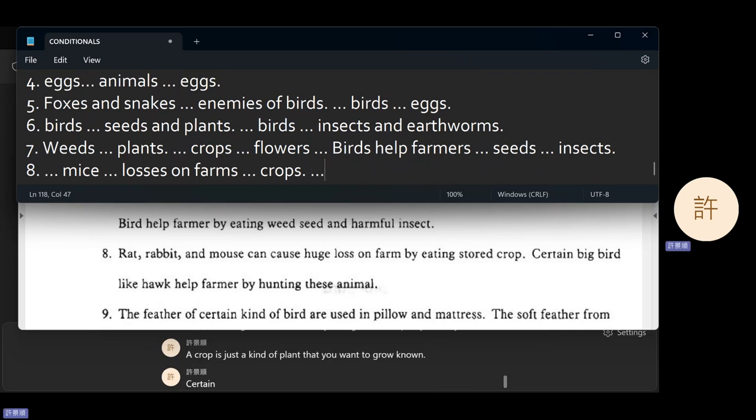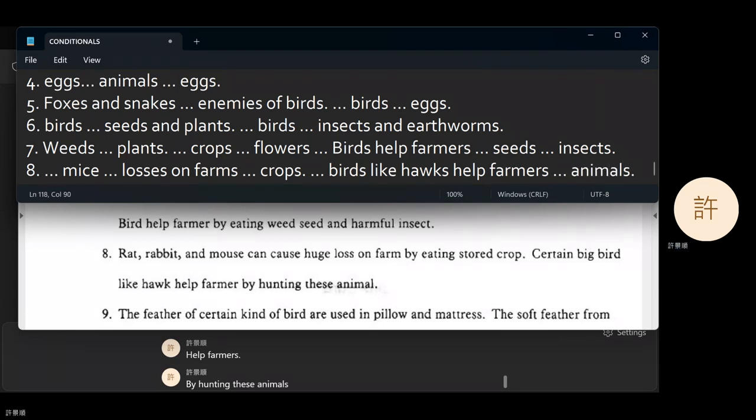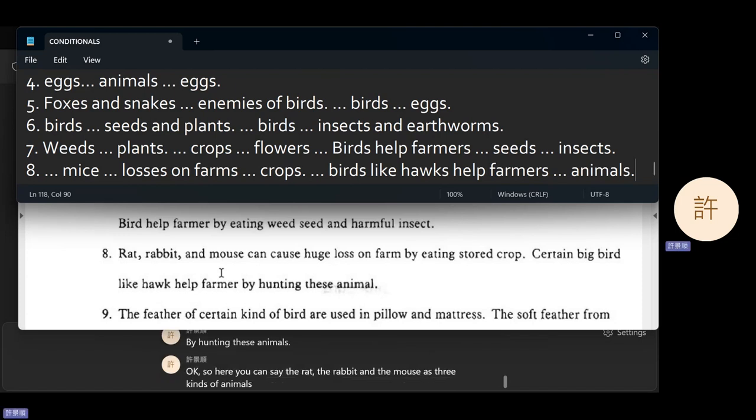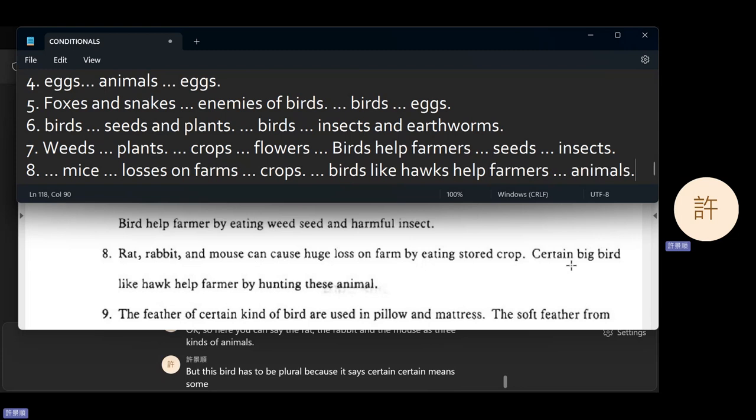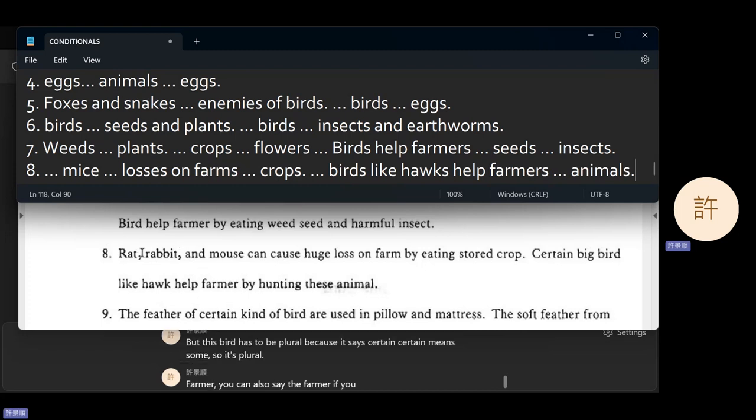Certain big birds, like hawks, help farmers by hunting these animals. Okay, so here you can say the rat, the rabbit, and the mouse as three kinds of animals. But this bird has to be plural because it says certain. Certain means some, so it's plural. Farmer, you can also say the farmer. If you're saying the rat, you can say the farmer.